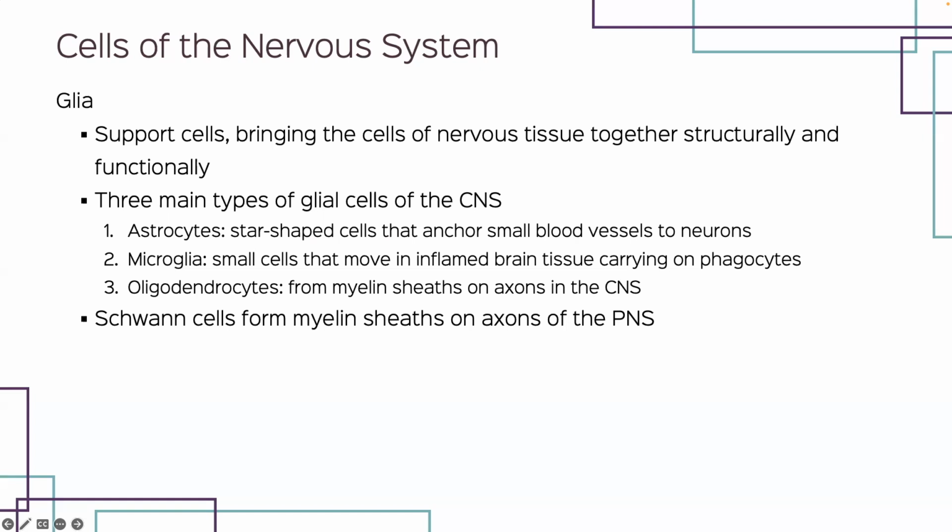Oligodendrocytes are going to help hold those nerve fibers together while producing a fatty myelin sheath that envelops nerve fibers located in the brain and the spinal cord. The myelin sheath will affect our nerve conduction speeds. And then our Schwann cells are glial cells that also form myelin sheath, but only within the PNS.